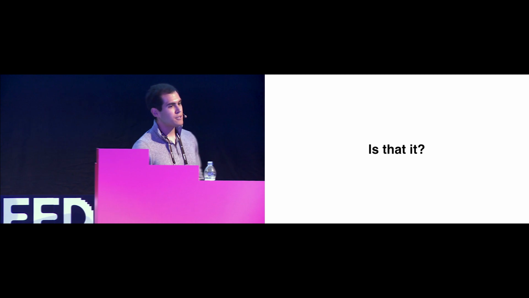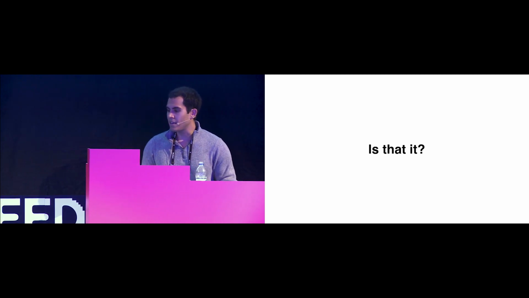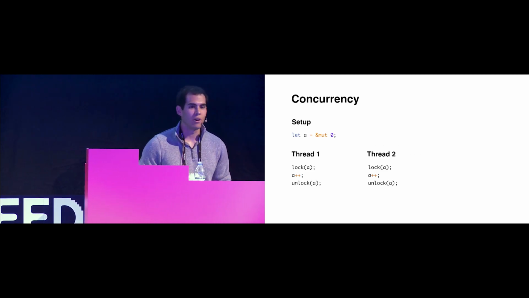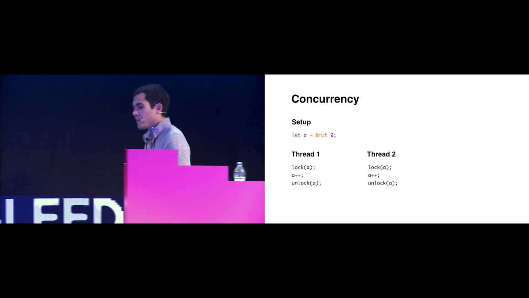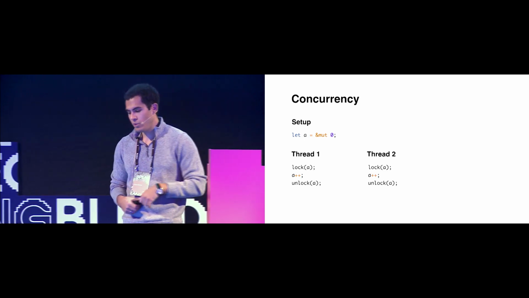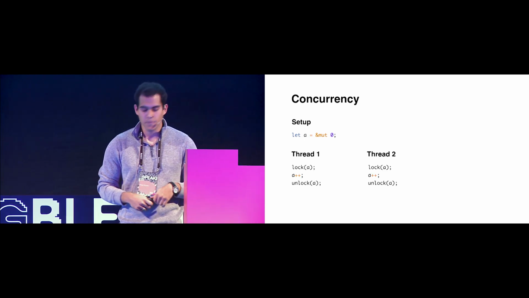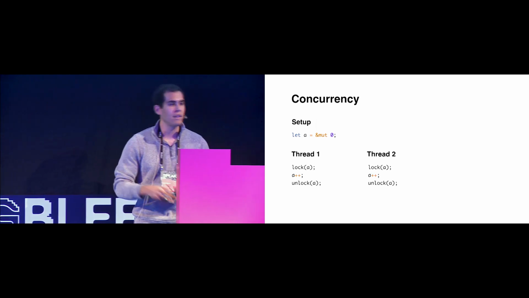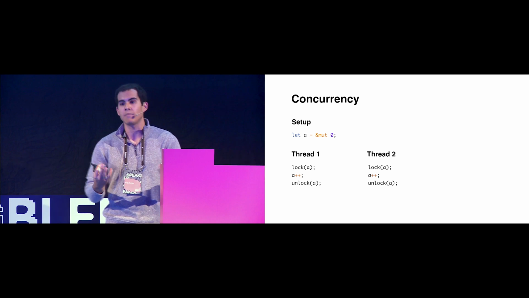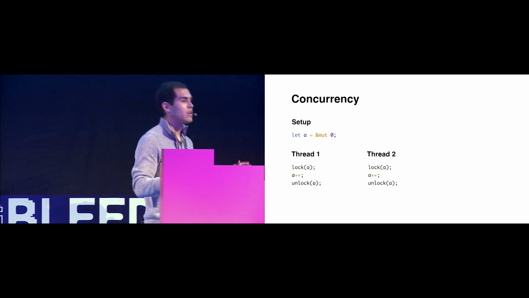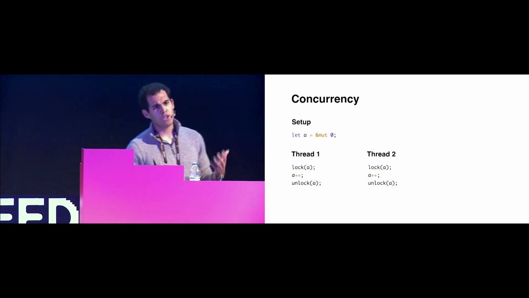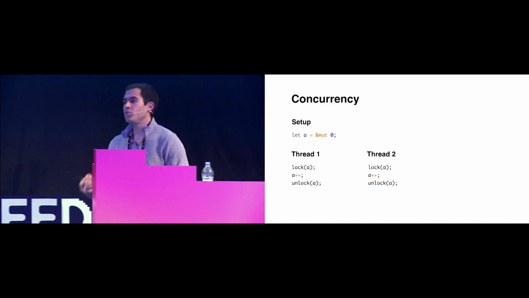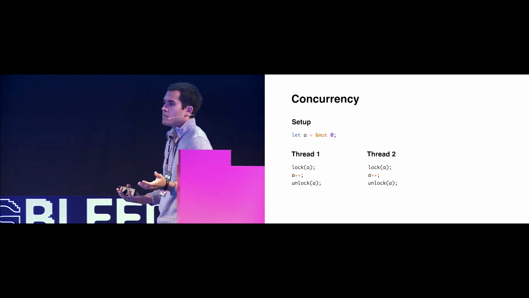Well, yes, but it turns out that this kind of sucks in general. So let's say we have this program here, and we create a mutable reference to 0. And then in 2 different threads, we try to lock that reference and then increment it, and then lock the same reference and then increment it again. This is totally race-free. Each thread has exclusive access to this variable, right?